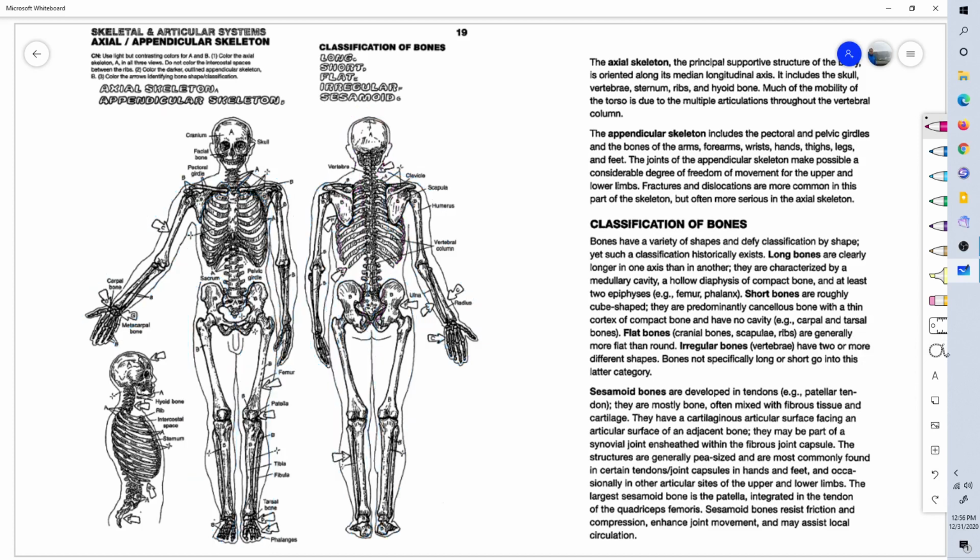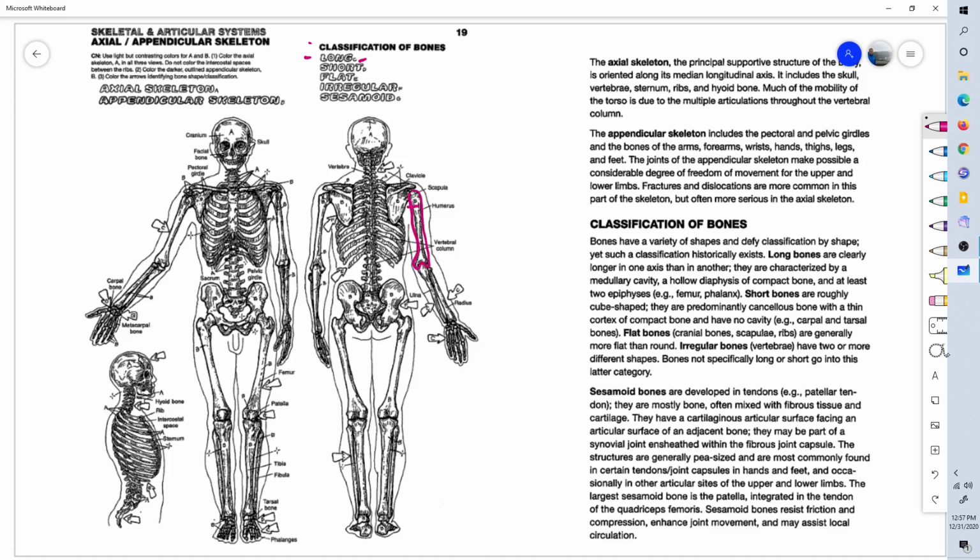Now, the appendicular skeleton and the axial, for that matter, contain different types of bones. They contain long, short, flat, irregular, and sesamoid. So let's start with the long bones. What are they? Which bones are long bones? Well, that's pretty obvious. Your humerus right here is a long bone.